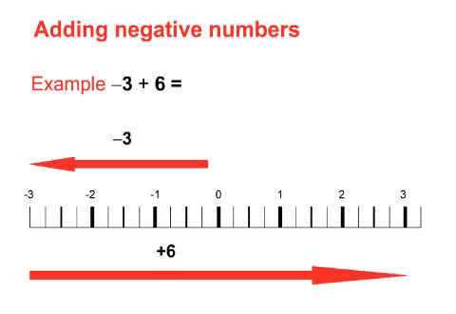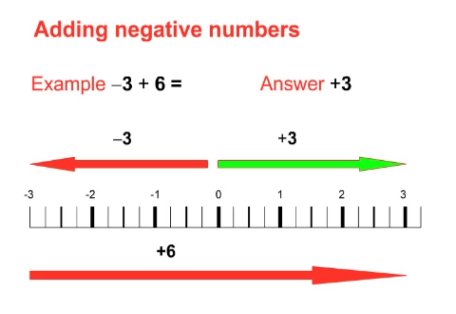So again, the answer is from where we started, which is at 0, to where we finished, which in this place is positive 3. So our answer is positive 3. So negative 3 plus 6 is positive 3.